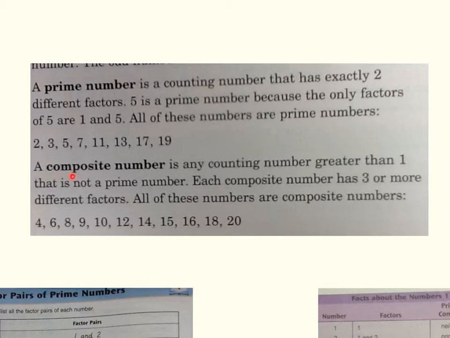Read with me about a composite number. A composite number is any counting number greater than 1 that is not a prime number. Each composite number has 3 or more different factors. All of these numbers are composite numbers: 4, 6, 8, 9, 10, 12, 14, 15, 16, 18, 20. Let's look at why that is.